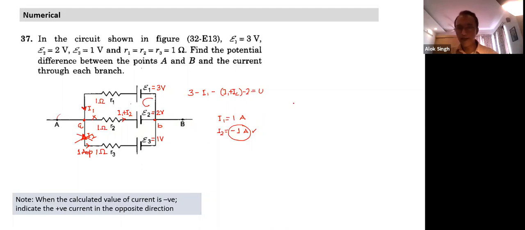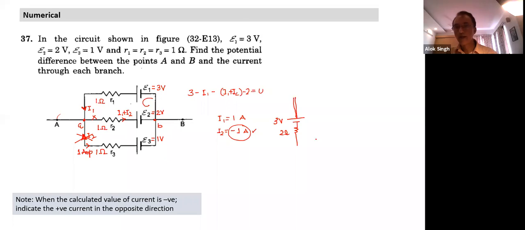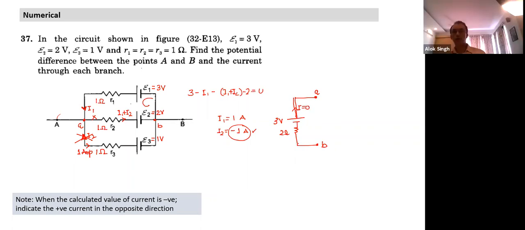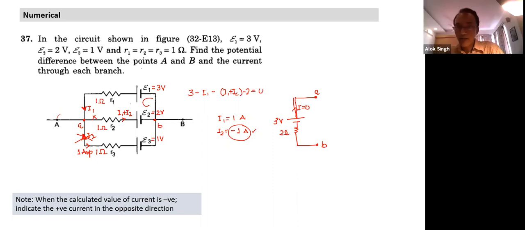Suppose I have a battery here. When there is the same potential, the potential difference is 0. If I connect it, what has to be the potential difference between A and B so that the current flowing through the battery is 0? When would this happen? They're connected to the same potential. No, potential difference. See, what is the EMF of the battery? The EMF of the battery is 3 volts.